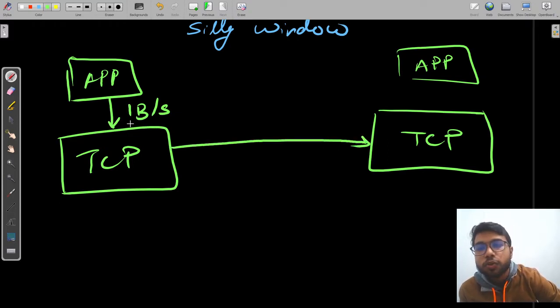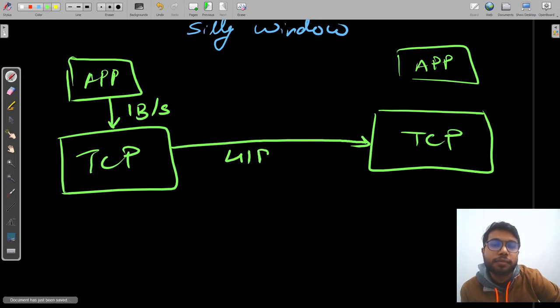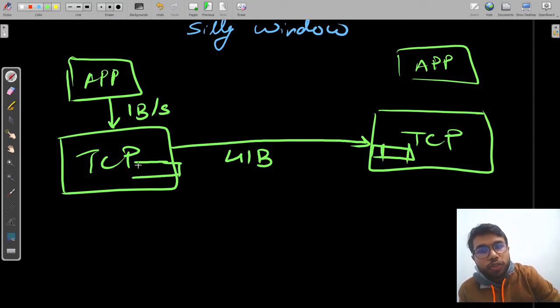Okay. And to send this 1 byte of data, I'm going to send 41 bytes. Now this guy can accept way more than this, right? Let's say he can accept a lot more than this, and I can also send a lot more than this. Okay. So my window and his window both are bigger, but my application produces data at such a slow rate that I'm sending it anyways, right? So this is the problem, right?